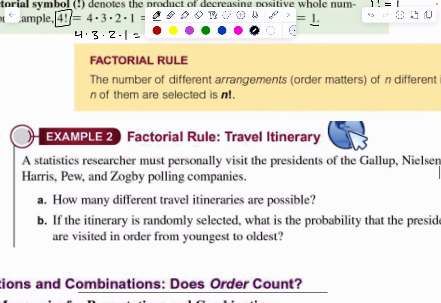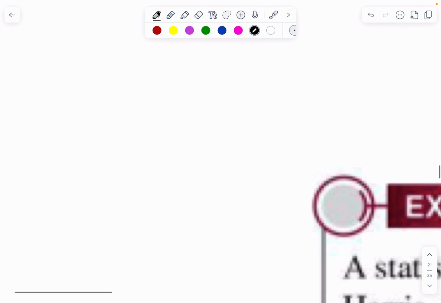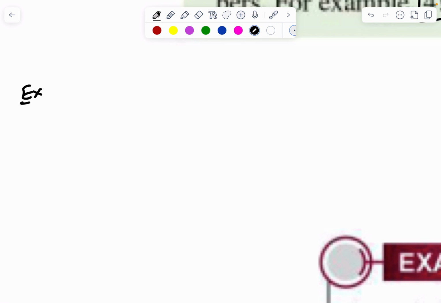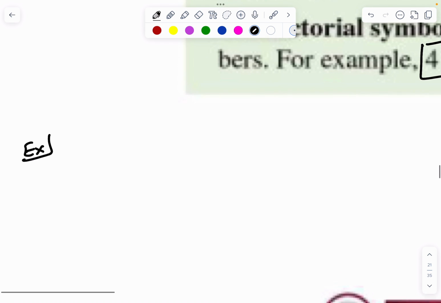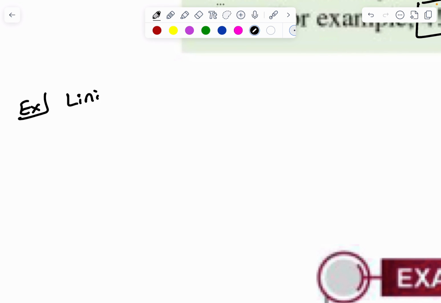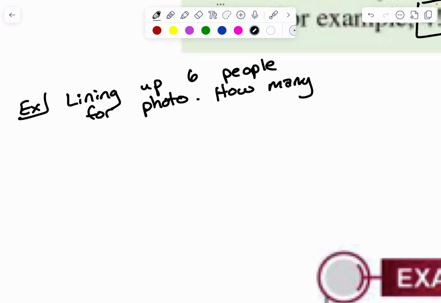When would you ever use this? Let's say, I'm going to do an example off to the side over here because I like my examples better than theirs. Let's say we are lining up 6 people for a photo. How many ways to line 6 people up for a photo? 1, 2, 3, 4, 5, 6, right? So I could have Jace be first, or I could have Megan be first, or whoever be first. I have 6 people that could be first.